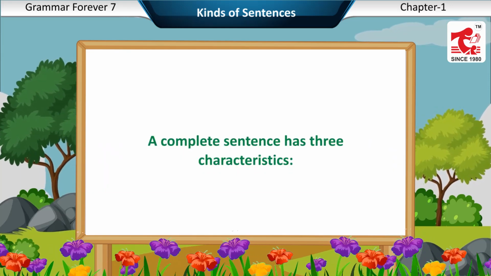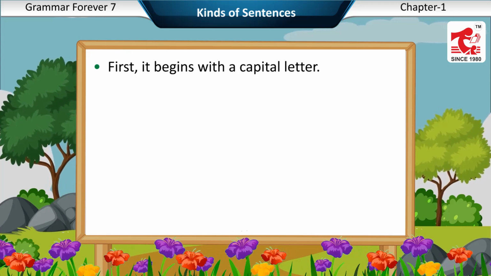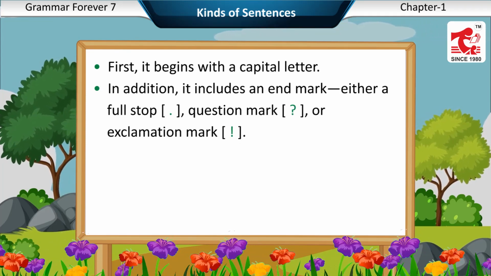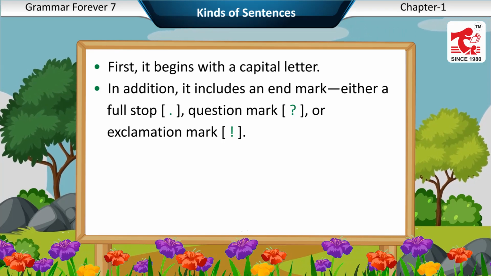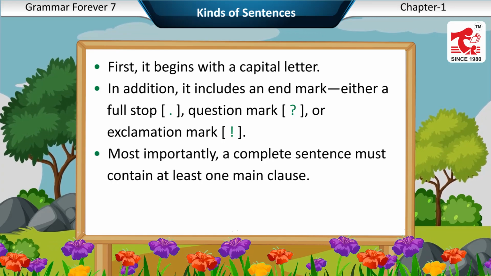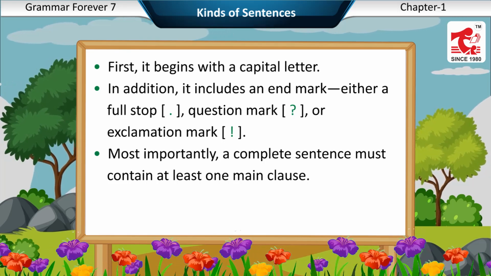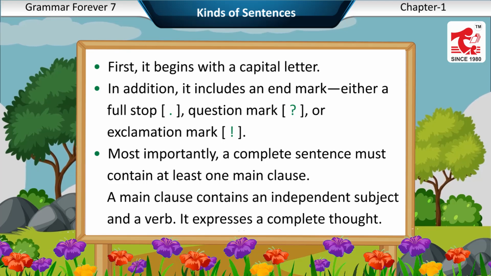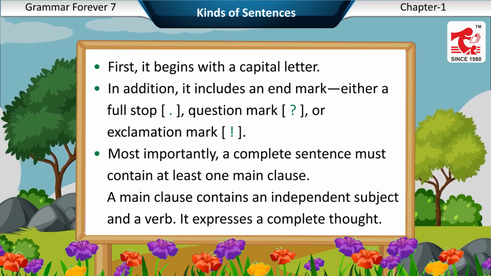A complete sentence has 3 characteristics. First, it begins with a capital letter. In addition, it includes an end mark, either a full stop, question mark, or exclamation mark. Most importantly, a complete sentence must contain at least one main clause. A main clause contains an independent subject and a verb. It expresses a complete thought.